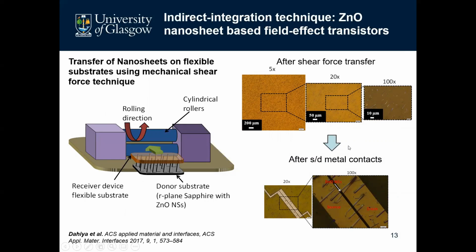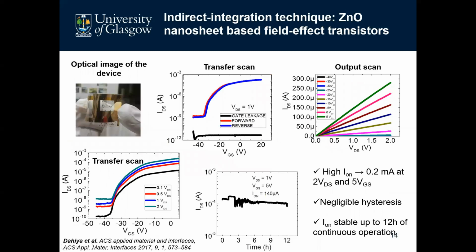Then we have done typical lithography and lift-off steps to define the channel length. Here is the optical image after the device is fabricated. Then we have deposited the dielectric parylene C over it and the top gate electrodes. The final device is shown here in the slide, and we perform typical output and transfer scans to characterize the material and the device.